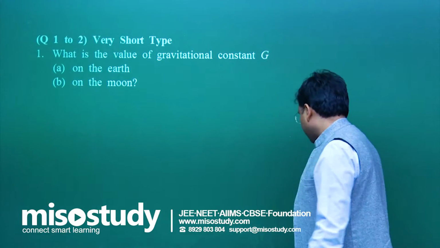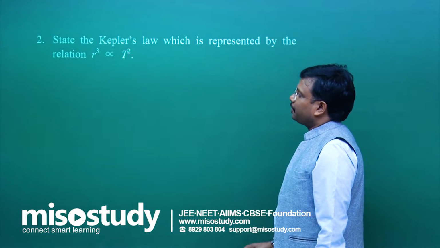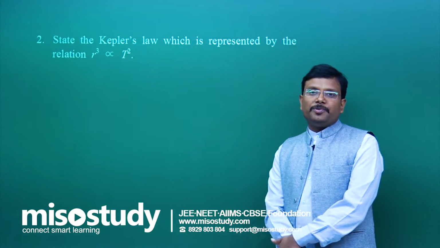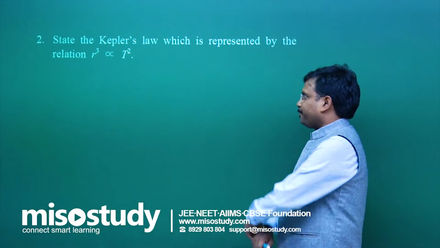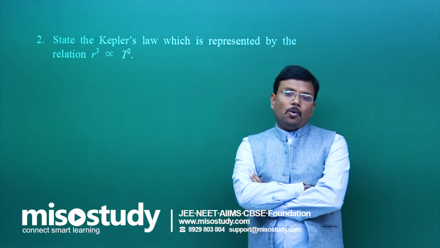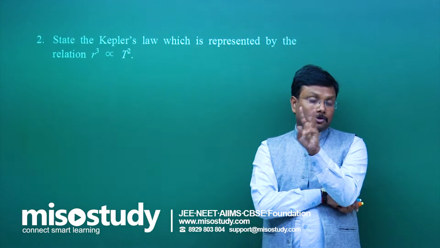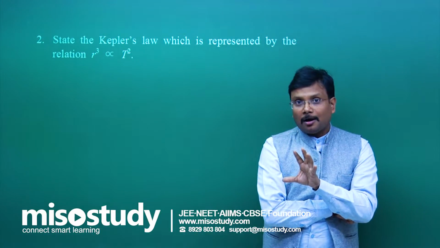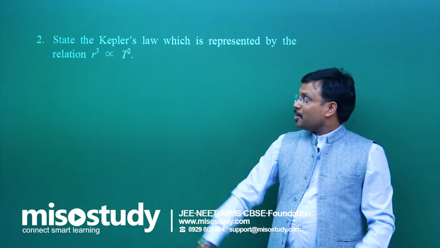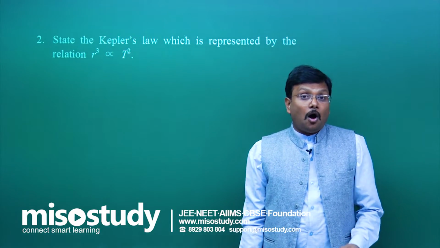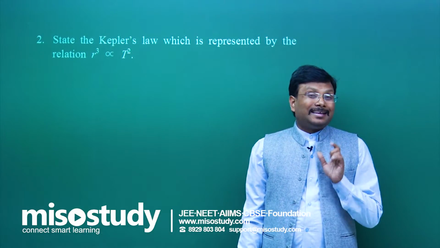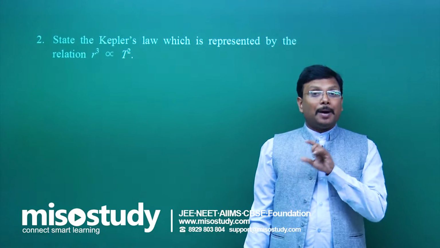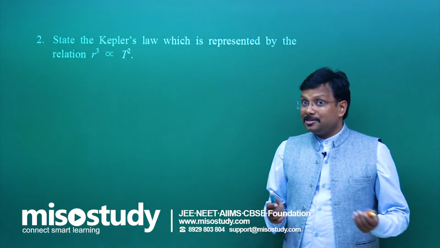So, here comes the second question. State Kepler's law, which is represented by the relation r cube is directly proportional to t square. Now, as you know, we mentioned three laws: law of orbit, law of area, and law of time period. So, this is the third law, that is the law of time period. So, the time taken by the planet to complete one round about its star is given by like this, fine.